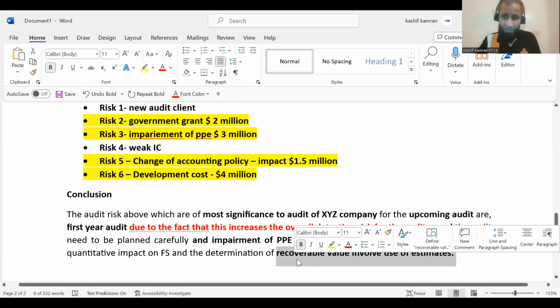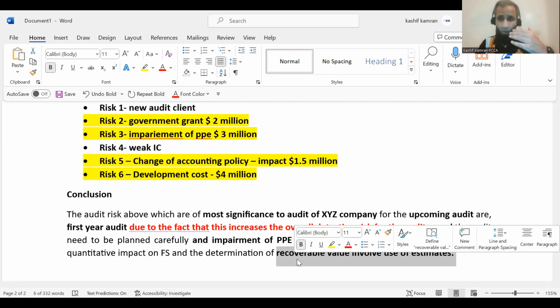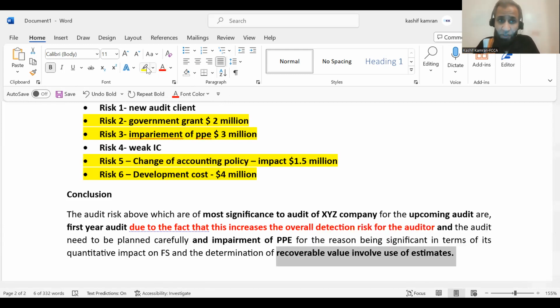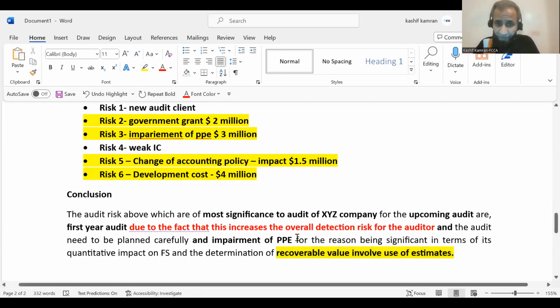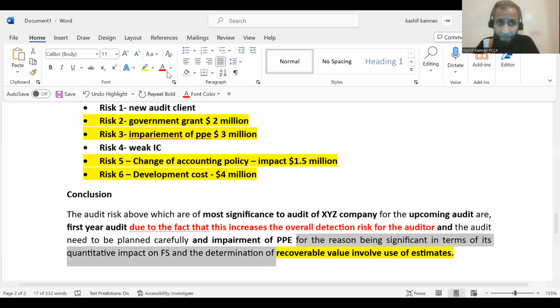And anything where estimates come in is risky. So $3 million is a bit more significant to me than $4 million, because it involves use of estimates. So I've given the reason for property, plant, and equipment.